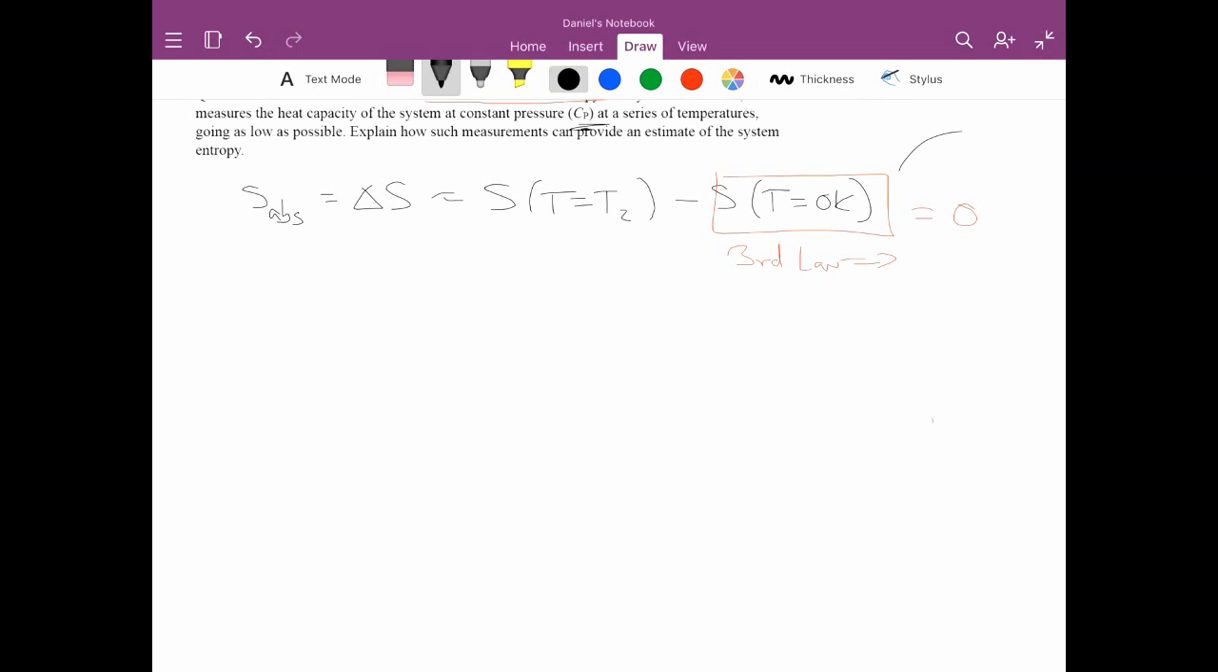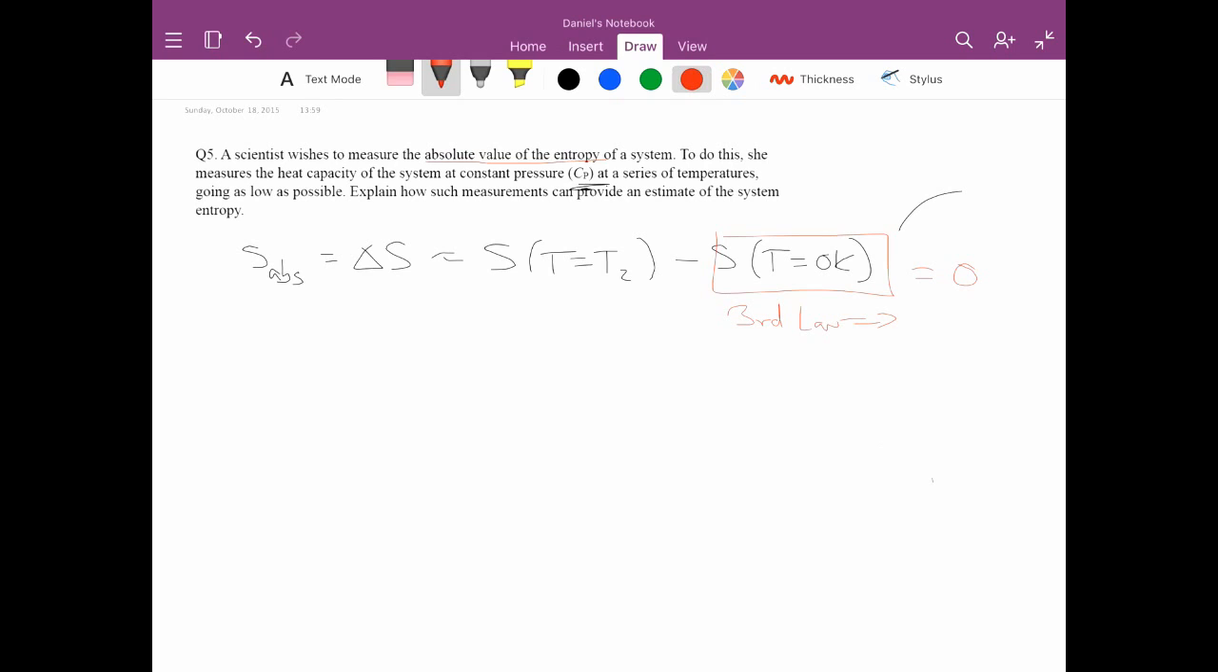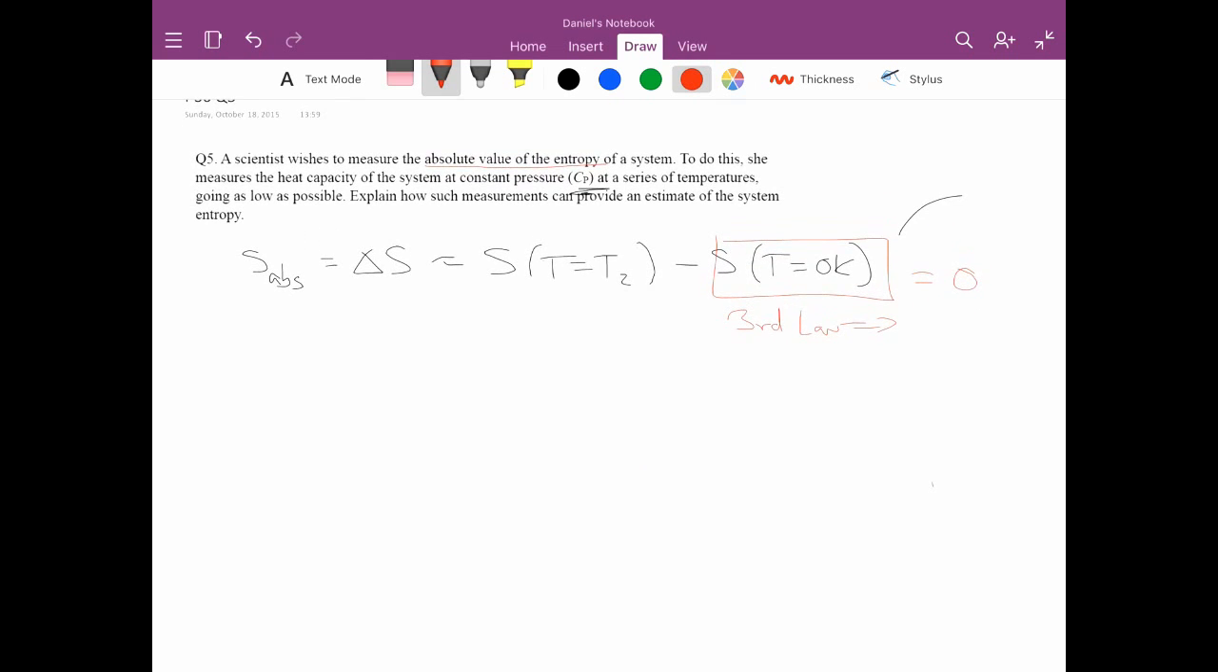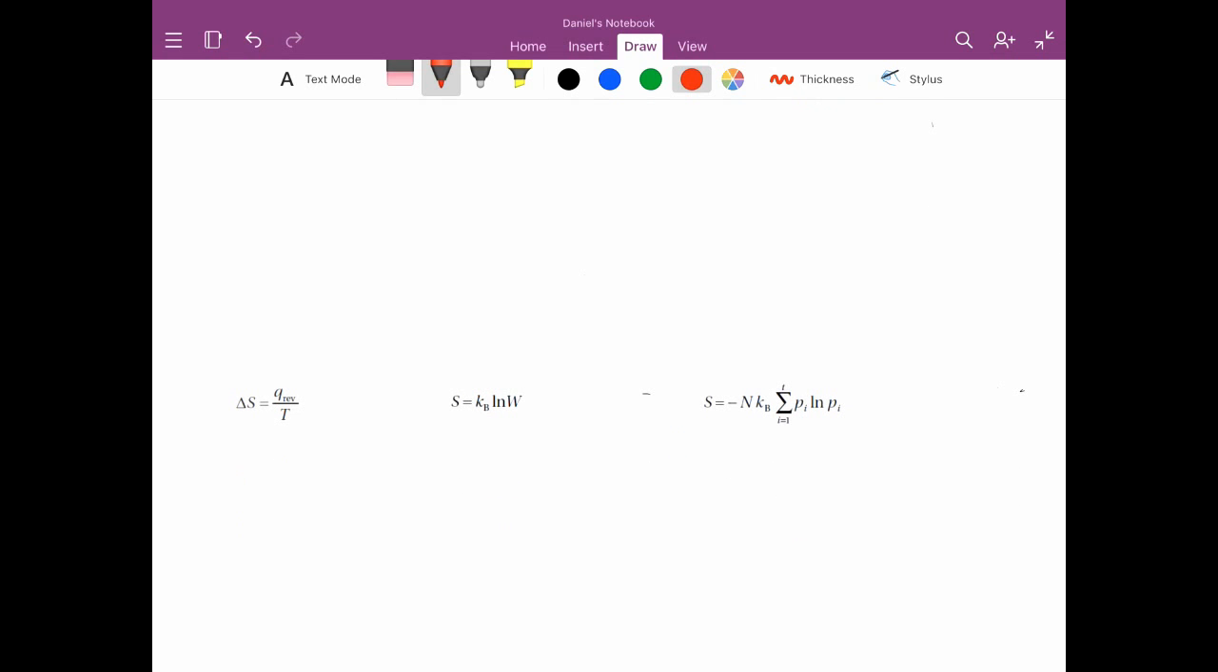Okay, so now we know what we're looking for, but how can we relate entropy, a change in entropy, to the heat capacity? Let's take a look at our definitions of entropy. We have first the thermodynamic, then we have the statistical definition, and then from the statistical definition with Stirling's approximation, which requires large amounts of molecules, you can get the probabilistic.